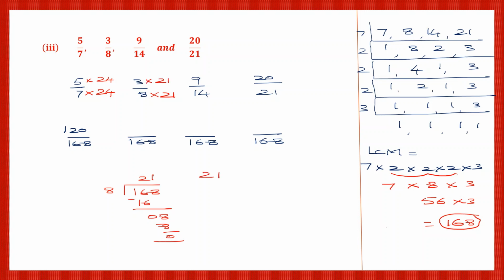So let's multiply 21 into 3. 3 ones are 3. 3 twos are 6. So here we have 63. Our second fraction is 63 by 168.